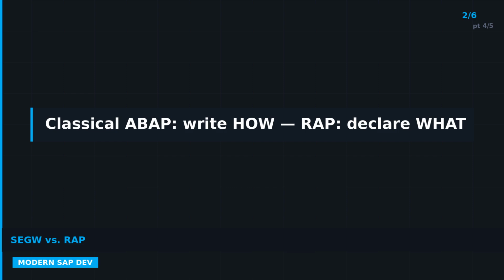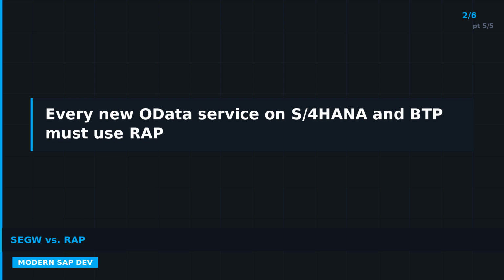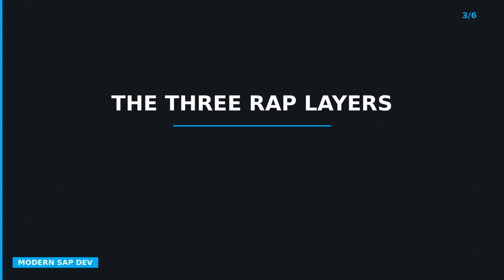RAP changes the contract. Instead of generating unreadable code you then override, you declare your intent. This entity is managed. This action changes the lock, and the framework handles the plumbing. The difference matters. In classical ABAP, you write how. In RAP, you declare what. That shift is exactly why SAP chose it as the single model for all new OData development on S/4HANA and BTP. RAP has 3 layers. You need all 3, in this order. Let me build them live.